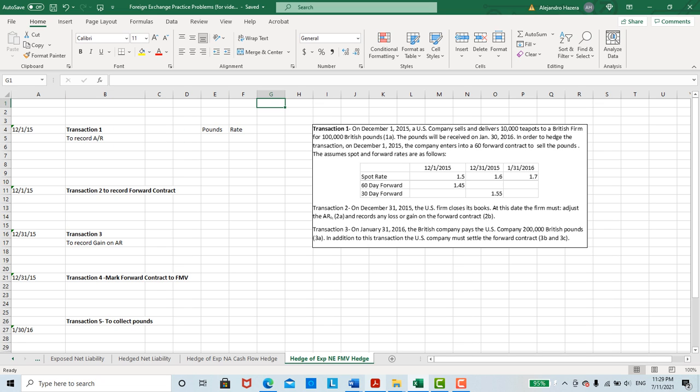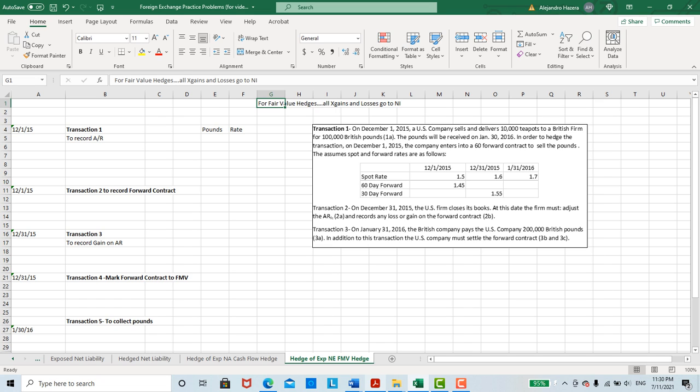And one basic rule for a fair value hedge, and I mentioned this in the first video, the PowerPoints, but I'll mention it again, for fair value hedges, all exchange gains and losses go to net income. And in this example, to make it easier, I'm taking an account receivable and using a fair value hedge on that. And it's actually possible to do that.